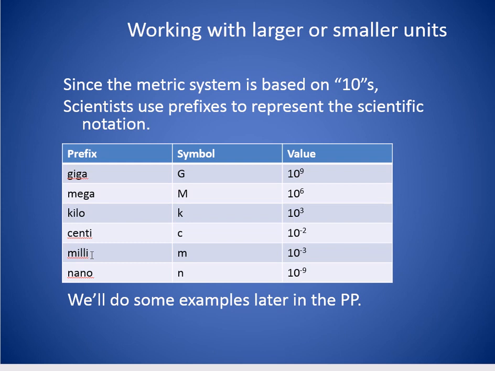Most of you have probably heard of a milliliter. If I wanted to make something bigger, like let's say I had the kiloliter, that would be 1,000 liters. That would be where you're measuring maybe the number of liters in a milk truck or something like that. All right, but you can put these prefixes on any of the basic units to make them larger or smaller.